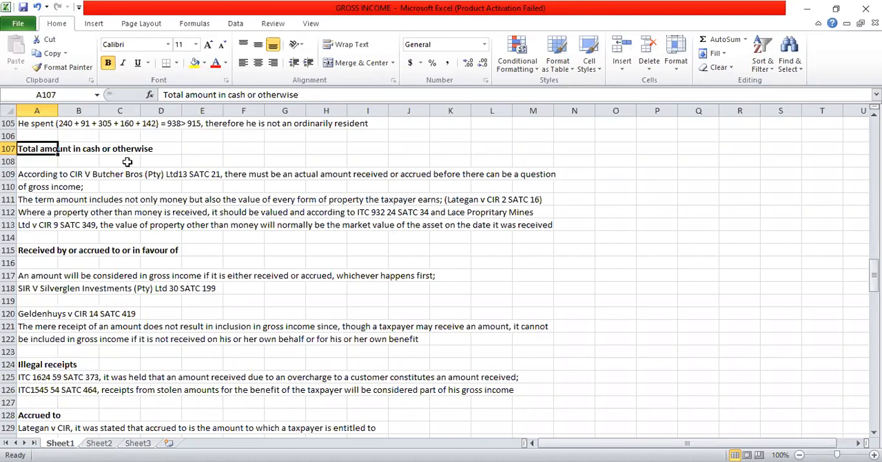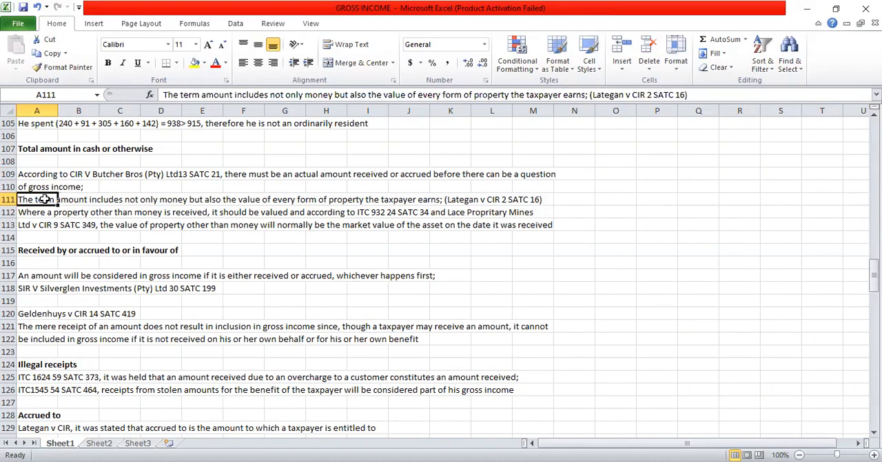So for you to be taxed, according to CIR versus Butcher Brothers, there must be an actual amount received or accrued before there can be a question of gross income. Before we talk about whether it qualifies as gross income, we should first understand whether there was an amount. And the term amount, according to Lategan versus CIR, does not only mean money, but every form of property the taxpayer owns.